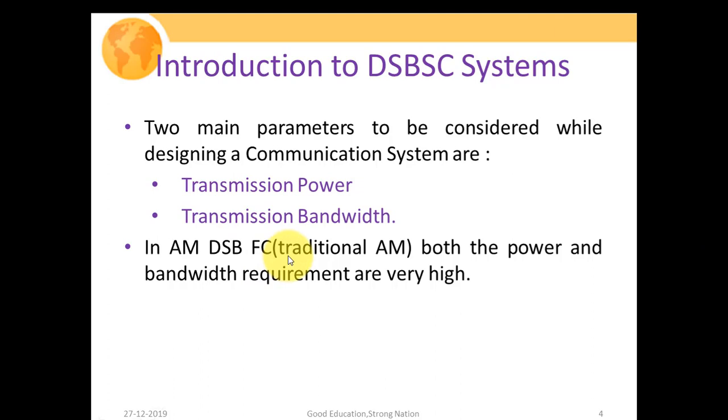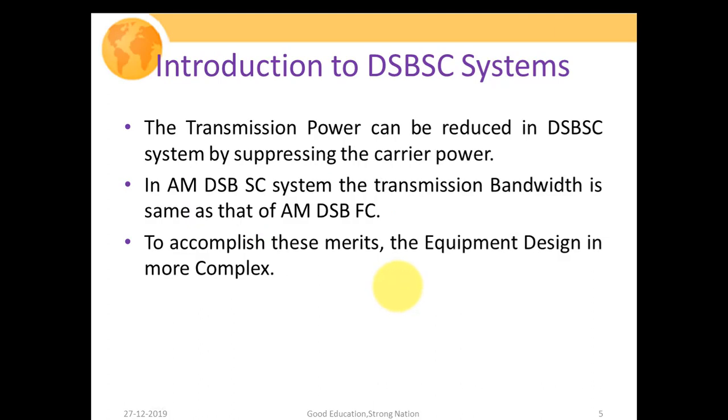In the traditional AM, which is also called amplitude modulation double sideband full carrier system, both the power as well as the bandwidth requirement are very high, since in the traditional AM we are transmitting the carrier signal too. So the transmission power can be reduced in the double sideband suppressed carrier systems by suppressing the carrier power. Obviously, we can suppress that carrier power since it does not contain any information. In AM double sideband suppressed carrier systems, the transmission bandwidth is the same as that of the traditional AM system, or amplitude modulated double sideband full carrier system.